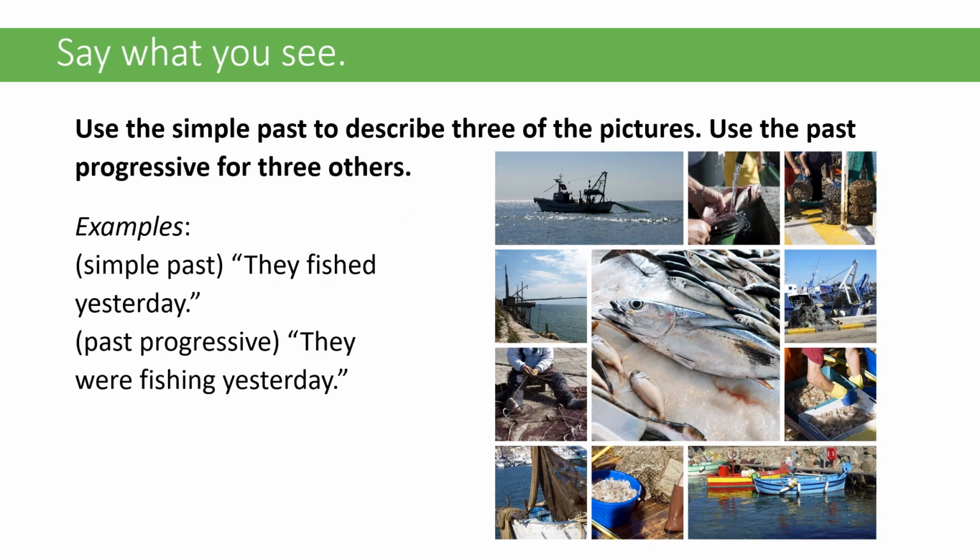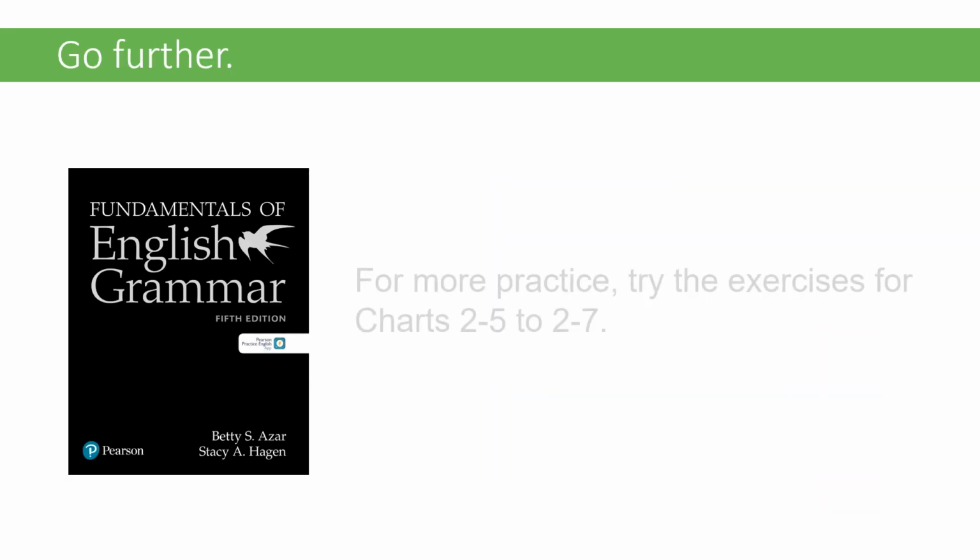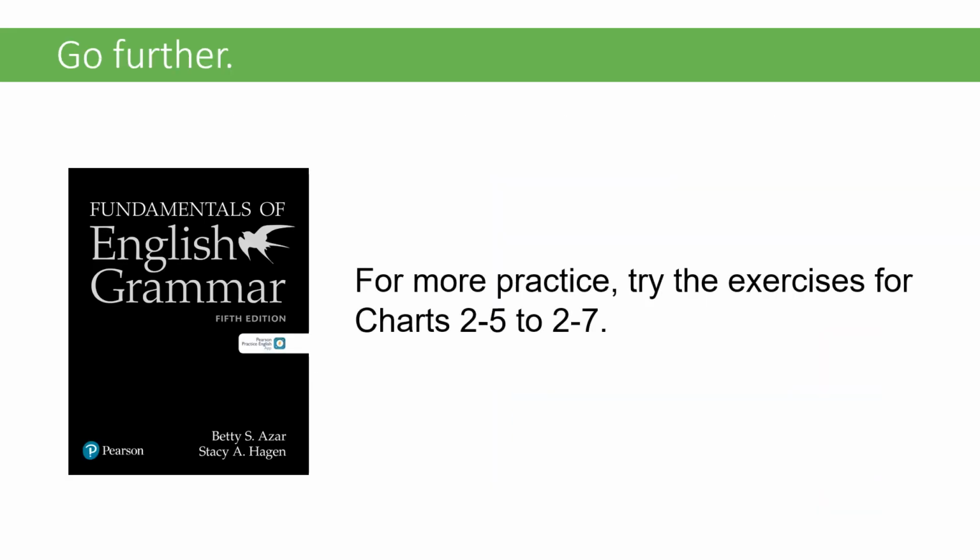So we use the simple past to describe three pictures. Use the past progressive for the three others, right? So you could say they finished yesterday and they were fishing yesterday. You can go ahead and do this if you'd like. I'm not going to. For more practice, you can look at tables 2-5 to 2-7 in your book.